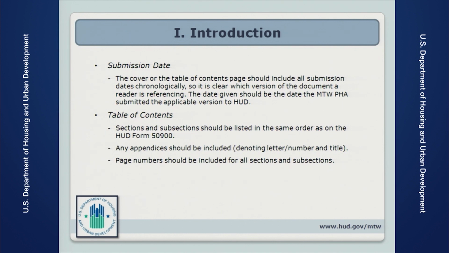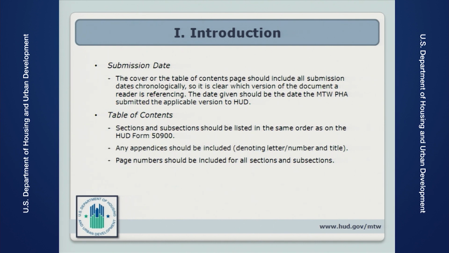So now we'll get into the actual 5900 and the sections themselves. The first being the introduction. It's a pretty brief section. First, we ask that on the cover or table of contents page, somewhere up front in the document, submission dates should be provided chronologically. So for this, you would provide the initial submission date that you provided the document to HUD and any other subsequent revisions.